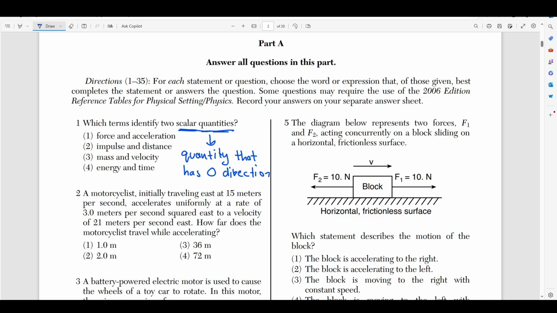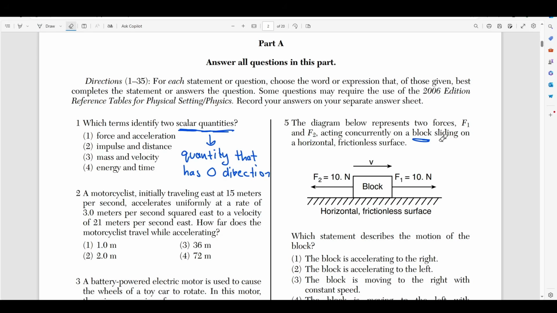For example, force is a vector quantity because force has direction associated. If you apply a force onto something, usually the problem will tell you in which direction or onto what. For example, in number 5, we have forces F1 and F2 acting concurrently on a block. Concurrently means they're acting in opposite directions. So force is a vector because it has direction associated with it. You could see the force vector has an arrow showing you direction.